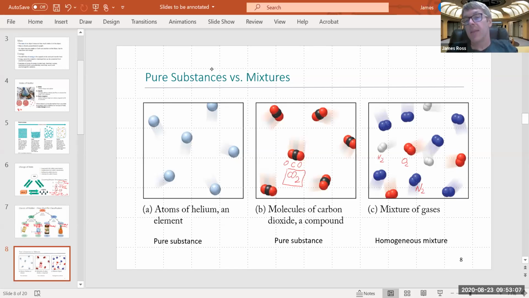If I put my hand in this bag, I might bring out an H2 molecule. I might bring out an O2 molecule. I might bring out an N2 molecule. I'm going to bring out, with less than 100% probability, something, because there's a mixture. So it's a homogeneous mixture. Why homogeneous? Because I can see that they're different.